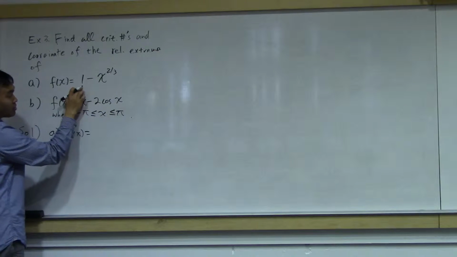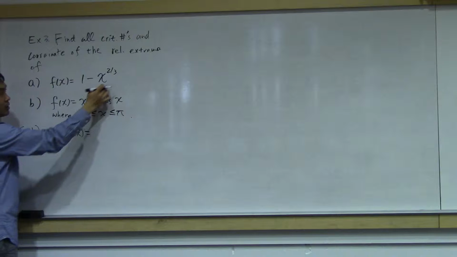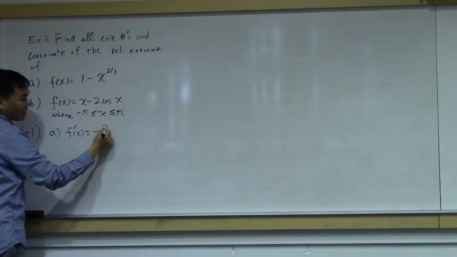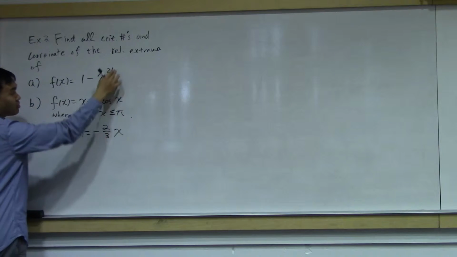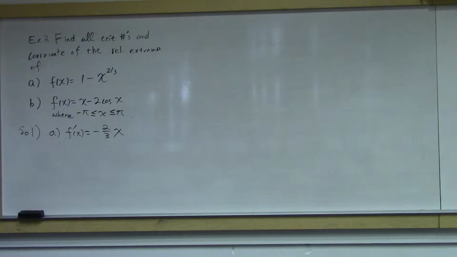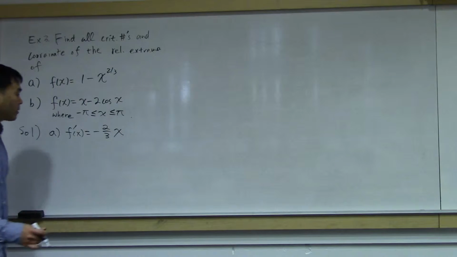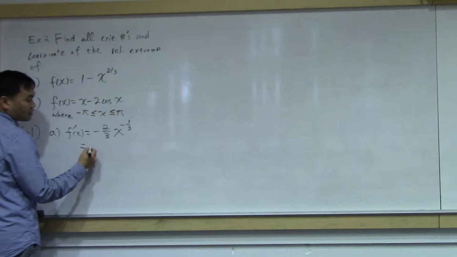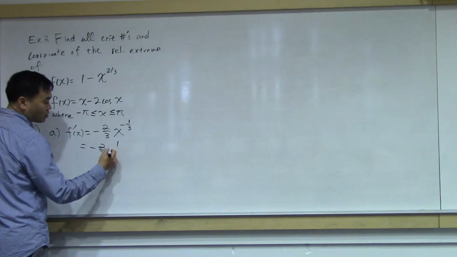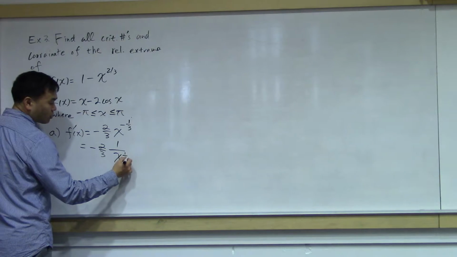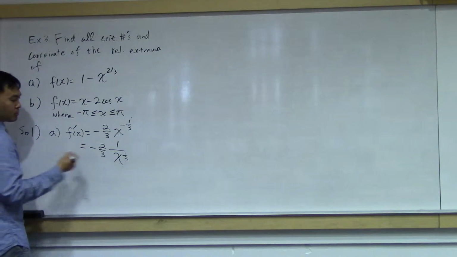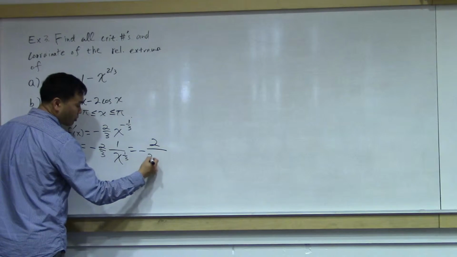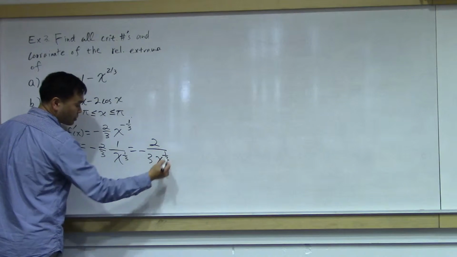2/3. 1 is a constant, so if you differentiate, that goes away. 2/3, when you differentiate this, 2/3 comes down because of the power rule. And you have to subtract 1 from 2/3. What's 2/3 minus 1? Negative 1/3. And that's the same as negative 2/3, 1 over x to the 1/3 power. Which, if you simplify, means it's negative 2 over 3 x to the 1/3 power.